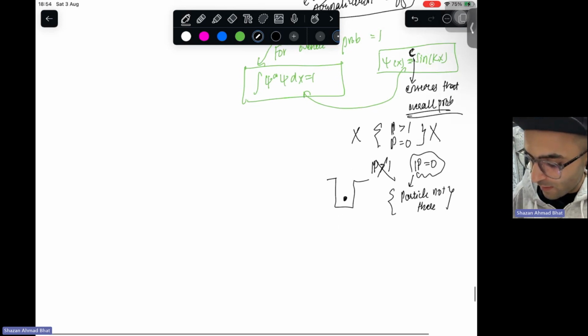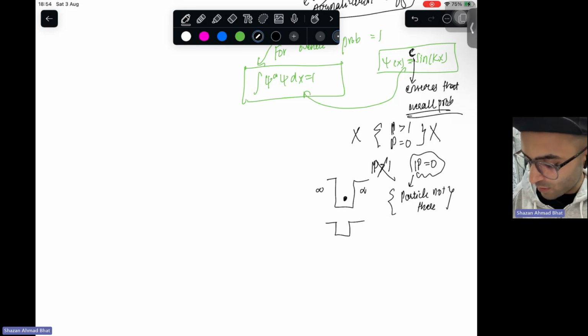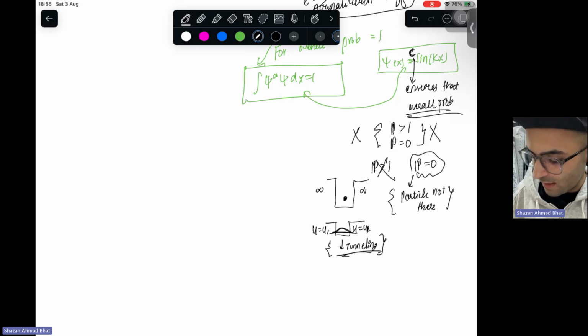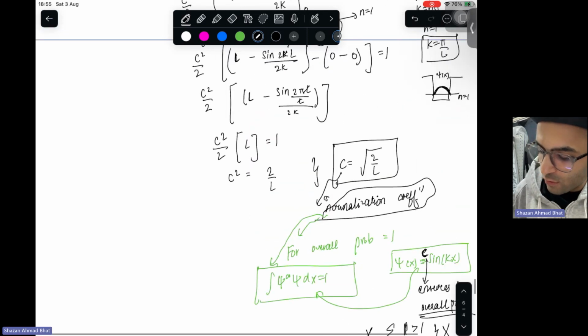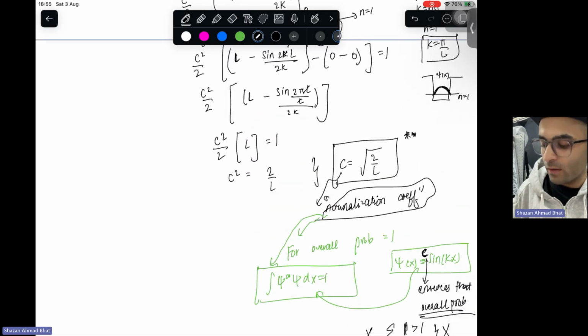Later on, you will see that if you have a finite potential well, where the potential inside is, let's say, U1, and outside is, let's say, U1 again, there is a finite probability that the particle will escape through this potential well, something called tunneling, which we will talk about in one of the questions in this assignment problem. But this is the importance of the normalization coefficient, which is important for maintaining the overall probability equivalent to 1.